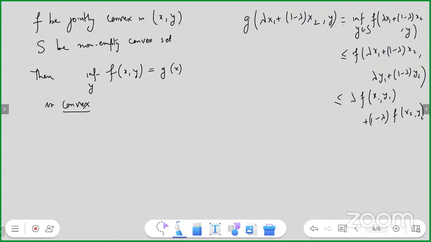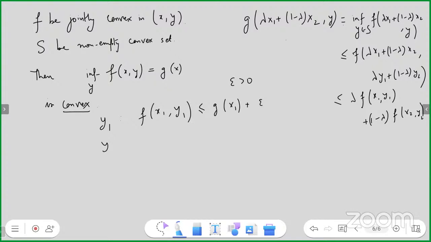Tell me, if there exists a y1 such that f of x1 comma y1 is less than or equal to g of x1 plus epsilon. Fix an epsilon greater than 0. Does there exist such a y1? Yeah, by the definition of infimum. What is g of x1? Infimum over all possible f of x1 comma y. So close enough. What can I get? I can get such y1s.